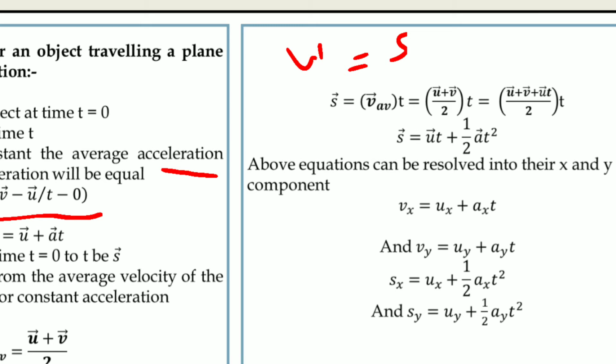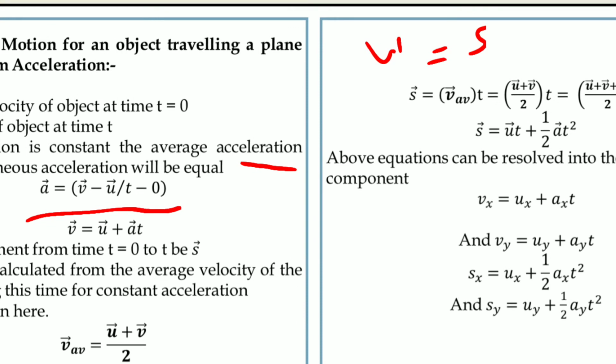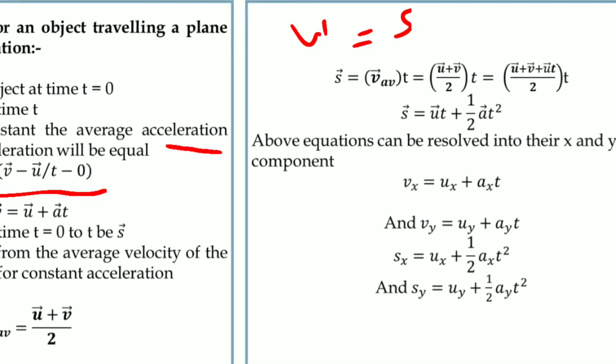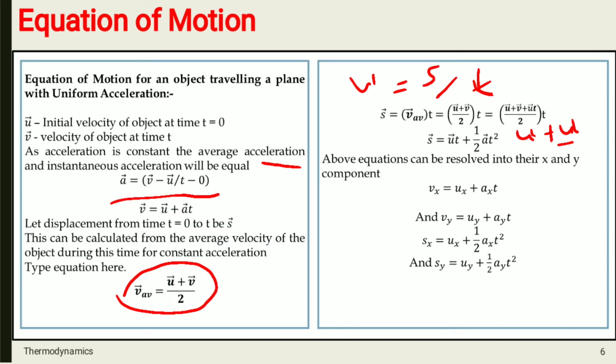You can resolve this equation into x and y components, just like the equation V bar is equal to U bar plus A bar T. You can write it in terms of components: Vx is equal to ux plus ax t and Vy is equal to uy plus ay t, such as Sx is equal to ux t plus half ax t square and Sy is equal to uy t plus half ay t square. And this is all about the equations of motion.